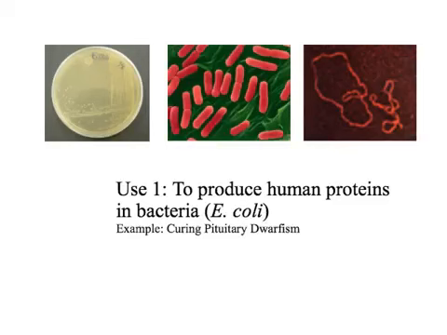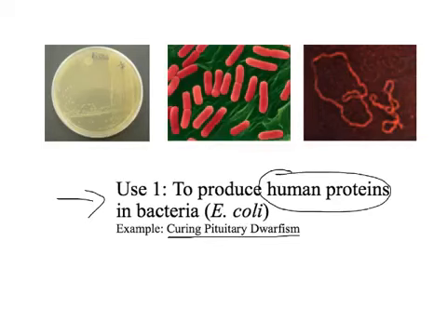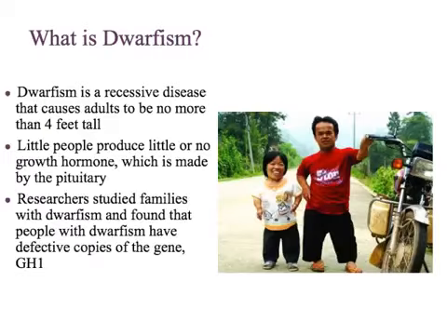Okay, so in this video we're going to talk about the first half of the first use, which is producing human proteins in bacteria. The example we're going to use is curing dwarfism, or pituitary dwarfism. Basically, we're going to grow up the human protein for growth in bacteria and then give that hormone, that protein, to people who are dwarves and hopefully help to mitigate some of their symptoms. Let's look at some background information about dwarfism first, because that's going to be our example for this section of the DNA technology unit.